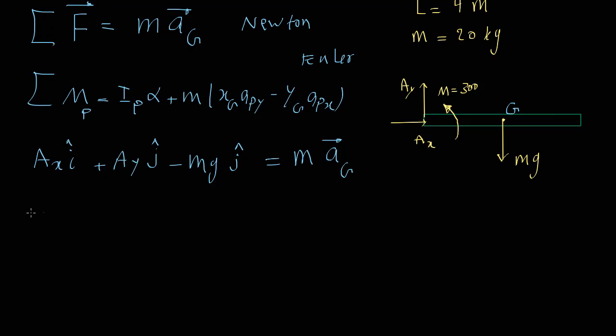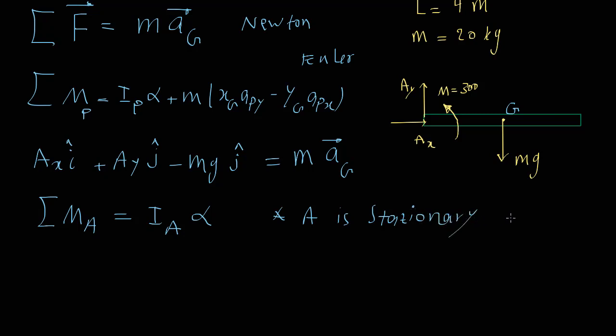So I would use point A here. So I would say that sigma F is equal to m a_G, and sigma M_A is equal to I_A alpha, and I just note that A is stationary. So its acceleration a_A is equal to 0. That's why I can reduce this equation to this equation. So basically here we have this to this, and also the Newton's equation to this equation. Okay. So far so good.